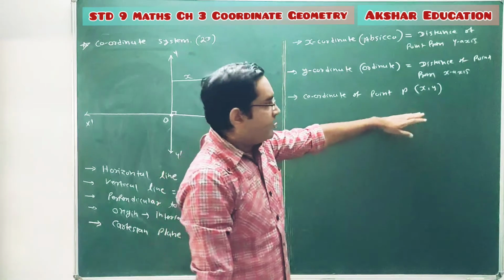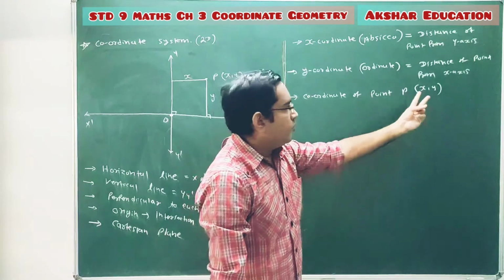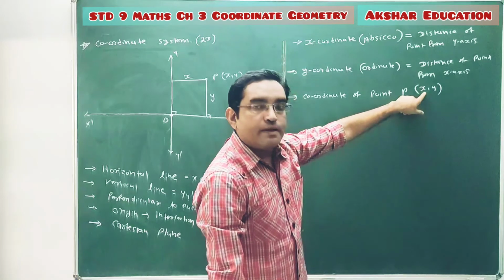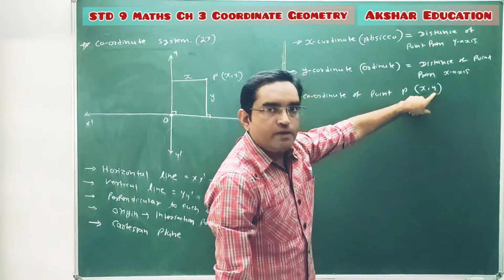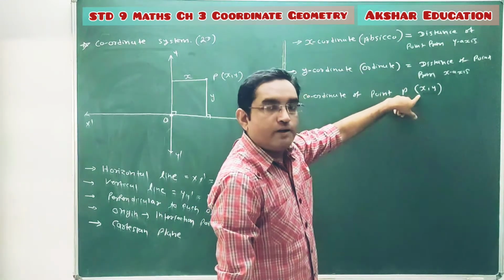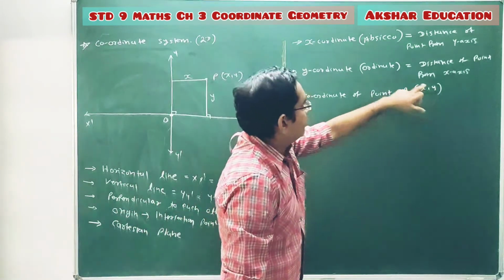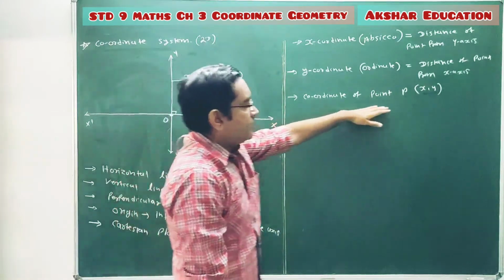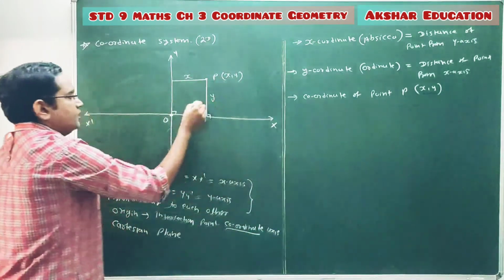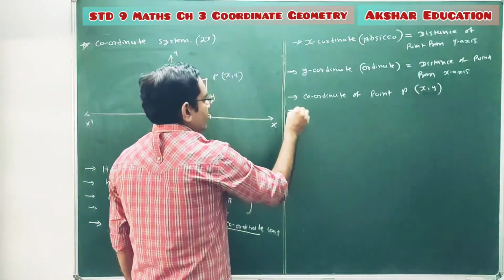This x comma y is nothing but an ordered pair. In an ordered pair, the order is important. Two elements are there, in which order is important. The first element represents the x coordinate and the second element represents the y coordinate. What is the x coordinate? The x coordinate is the distance of this point P from the y-axis. The x coordinate means the distance of the point from the y-axis, and the y coordinate means the distance of the point from the x-axis. So this coordinate of point P is nothing but the location of point P in the Cartesian plane. Clear, students?